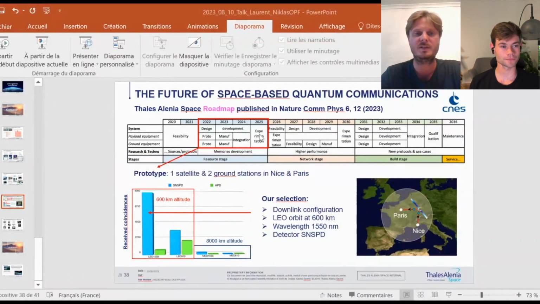What is important on this slide, from the paper we have published, is that we distinguish many phases: the resource stage, the network stage, and the build stage. Right at the moment we are in the development phase of the system, developing the building blocks.